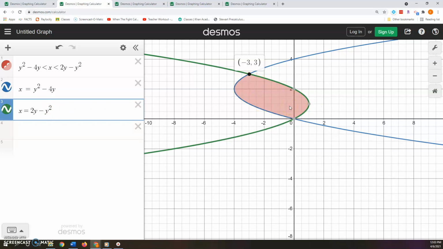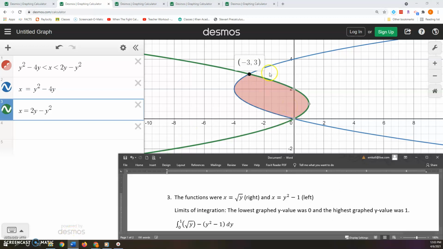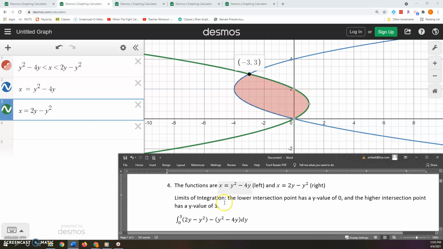So again, we're working in terms of y. So our right function is the green function. That would be the 2y minus y squared. And the left function is the blue function, y squared minus 4y. So it's going to be right minus left. So (2y minus y squared) minus (y squared minus 4y). And watch out for those parentheses, because if you don't put them correctly, you could simplify incorrectly and accidentally have your y squareds cancel out, when really you should have negative 2y squared.